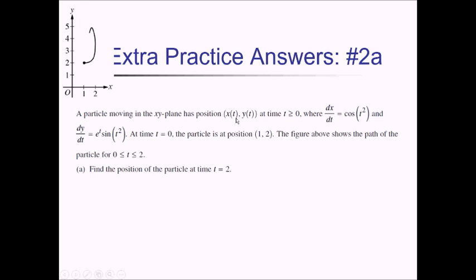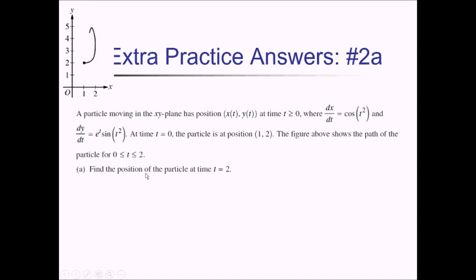On this free response problem, which is calculator-based, we have a particle moving in the xy plane. We have the parameters x of t and y of t, which they're not spelling out for us, but they did give us x prime and y prime over here. And they're telling us at time 0 the particle is at 1, 2. And oh, by the way, here's the path of the particle. It's a nice little hand-drawn graph here.